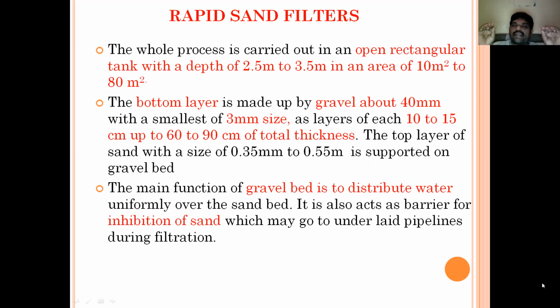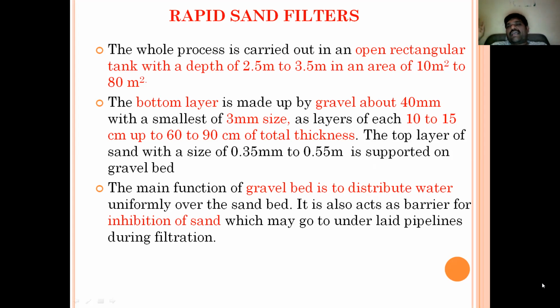One more time, have a look and listen carefully. The bottom layer is made up of gravel of about 40 mm. The smallest gravel particle size is 3 mm. The whole gravel bed is constructed with layers of 10 to 15 centimeters, to a total thickness of 60 to 90 centimeters, in multiple layers. The top layer of sand with a size of 0.35 mm to 0.55 mm is supported on the gravel bed.